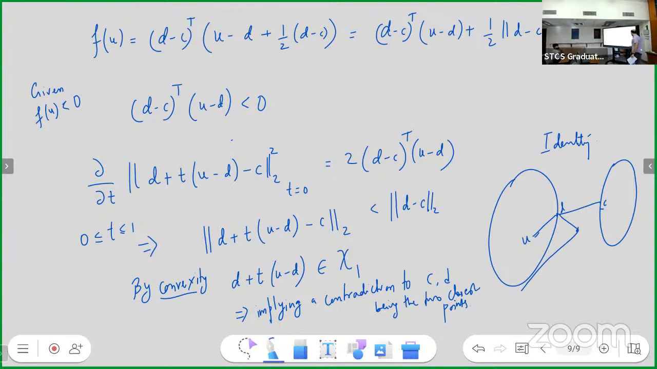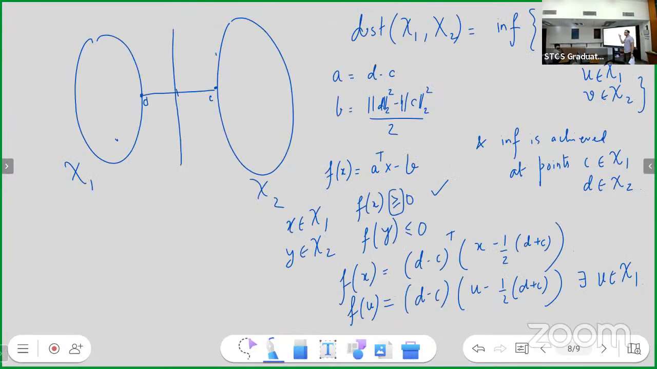So the other direction exactly follows as it is. You just flip the roles of X2 with respect to X. All right, we'll move on next time. Let's stop.